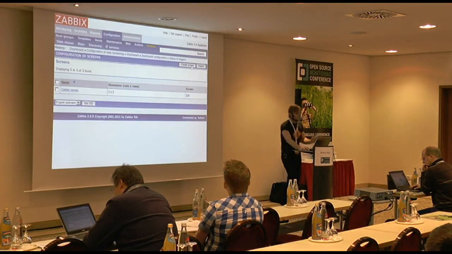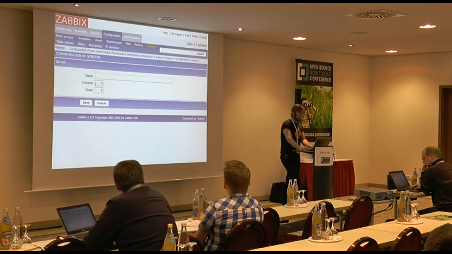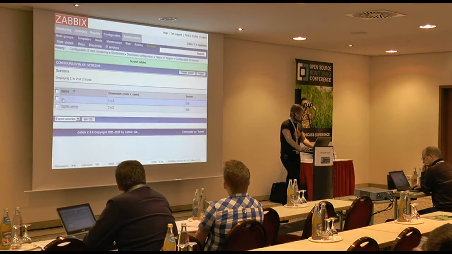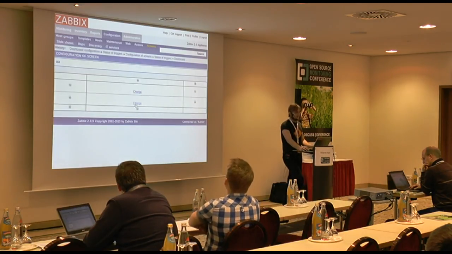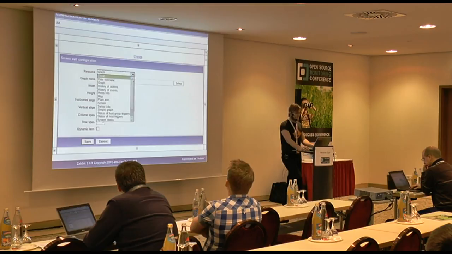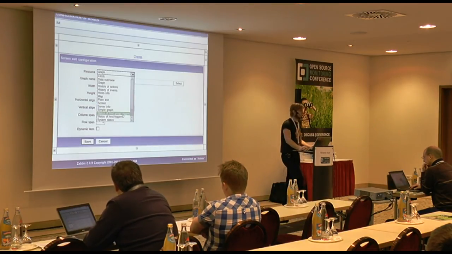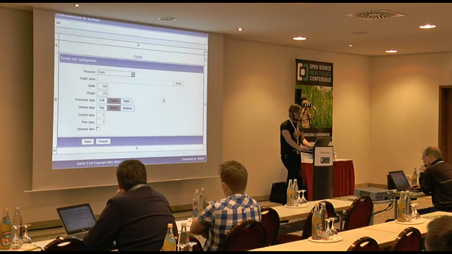I probably should not go into this too much, but to a screen, I can add lots of different things. It's a cell-based configuration, so it's a table, and to each of the cells, I can add lots of different elements. So I could show, let's say, a bunch of graphs showing router traffic at the top, then I could show a list of the currently active problems for a specific host group, or for a specific host, or for all of them. So there's a fair amount of customizability for how you want to show the problems and maybe filter them.